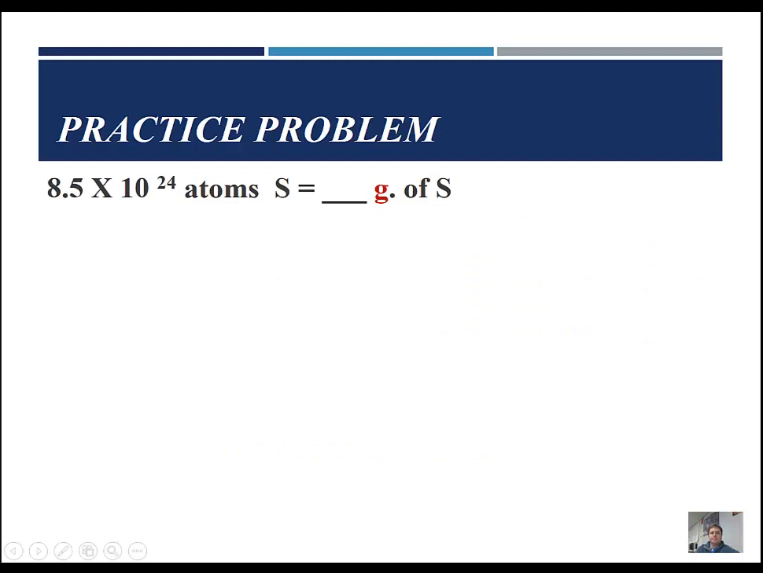Let's try another one here. What if we're going from atoms to grams? Why don't you try this one on your own and come back with me? It's the same kind of problem we did, just working back. It's going to be a 3-step problem.